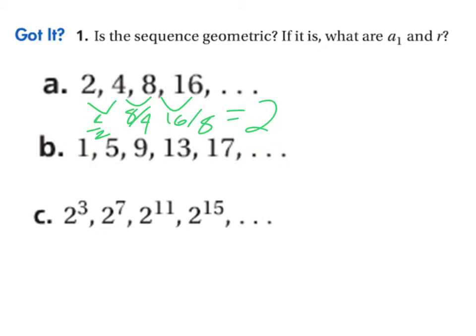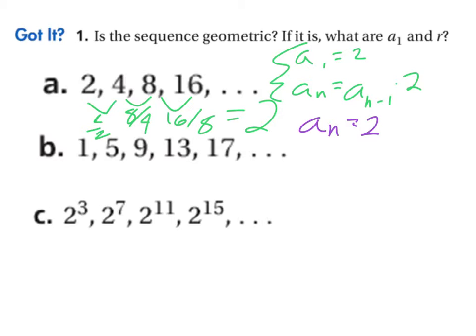Recursive form for that would be a sub 1 is 2, a sub n is a sub n minus 1 times that common ratio of 2. So again, it just happens that they have the same starting value and common ratio. The explicit form for that would be a sub n equals 2 times 2 to the n minus 1 power. So again, this first 2 is the initial value, the second one is the common ratio, so a little bit different there.